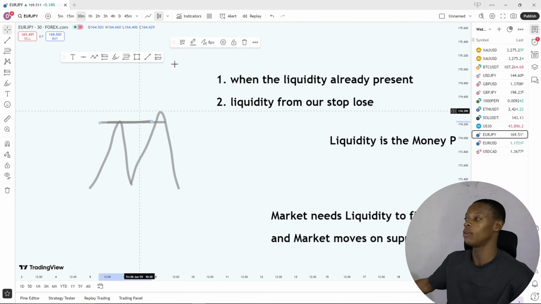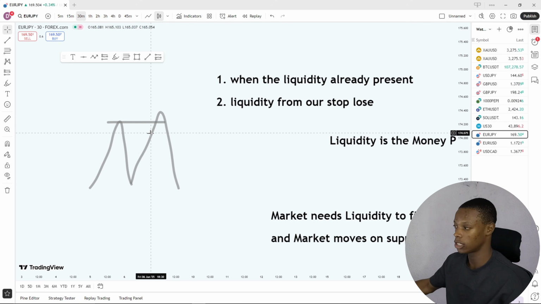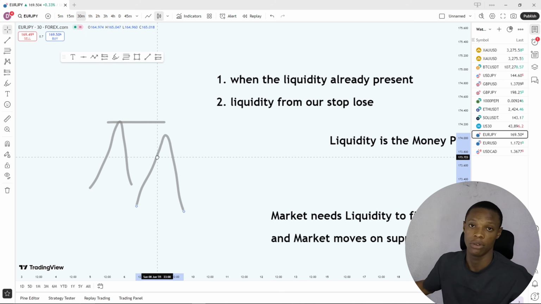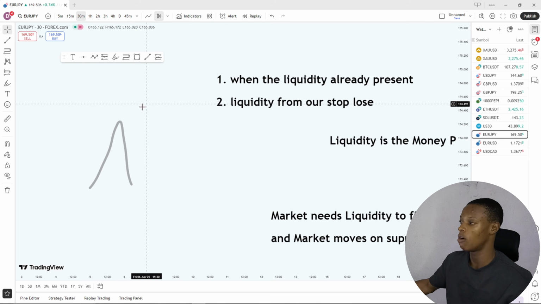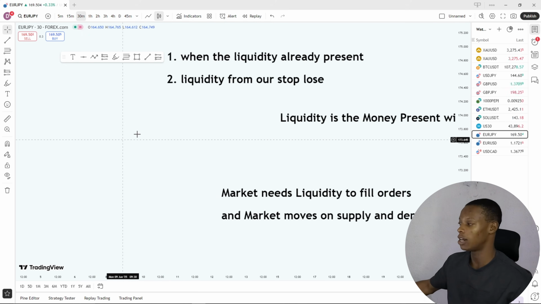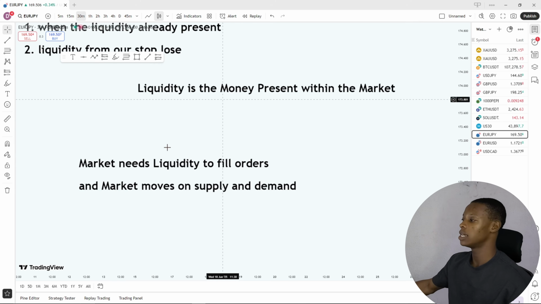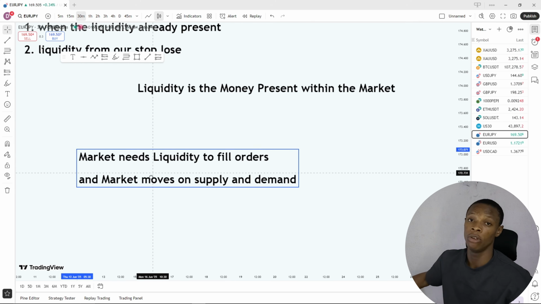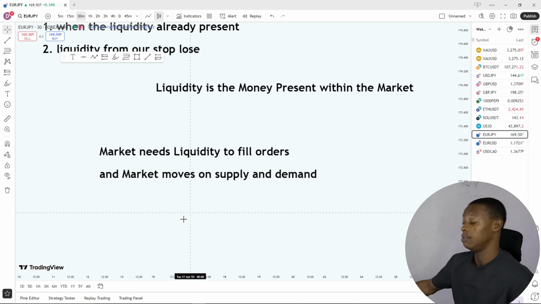Either there's already liquidity present, meaning it does not need to go up to take out that high first before going down, or it's going to take out the liquidity above that high first before going down. I'm going to show you how we trade it, how we go about it right now. Liquidity is the money present in the market, and the market needs liquidity to fill orders. I believe you now understand that. And the market moves on supply and demand.